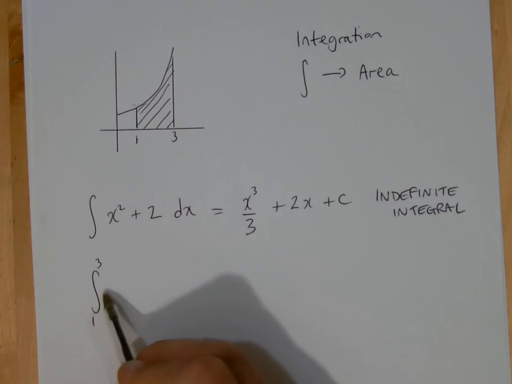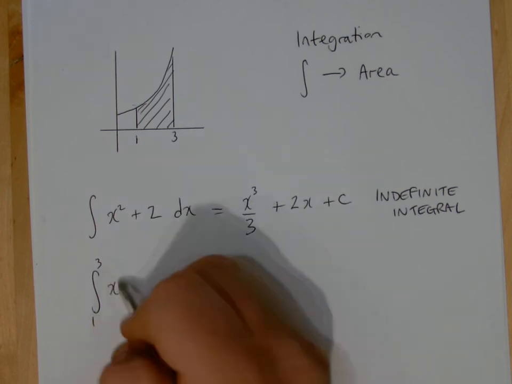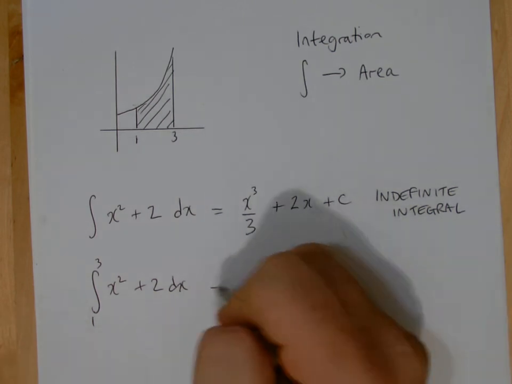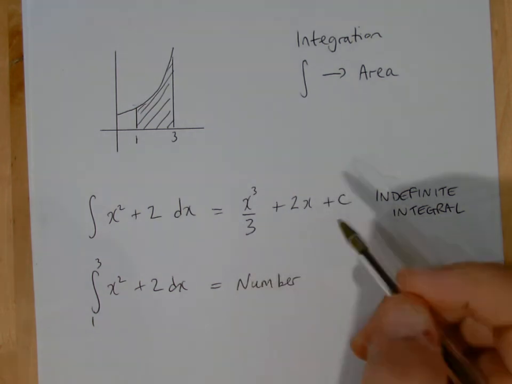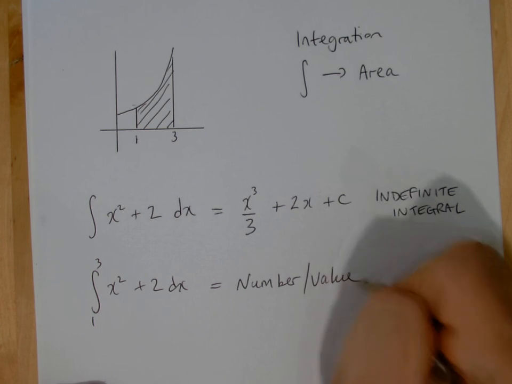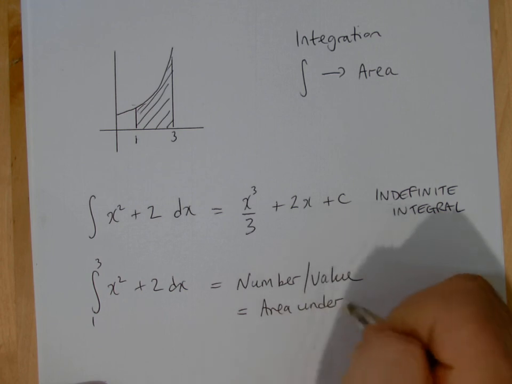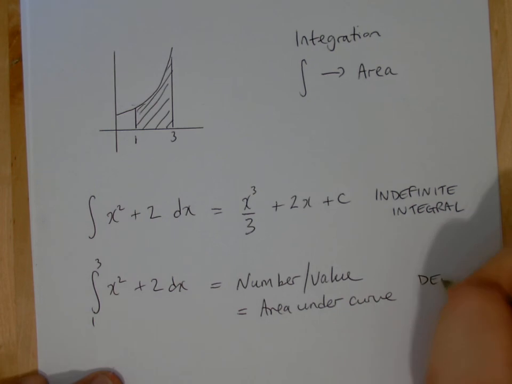So I'm now going to work out the area underneath the curve between 1 and 3 of this, and you end up with a numerical answer. I'm not going to do it now, I'm going to do it in the next video, but you do get a number, or value, which will be the area under the curve. Because you actually get a numerical value, we call it a definite integral.